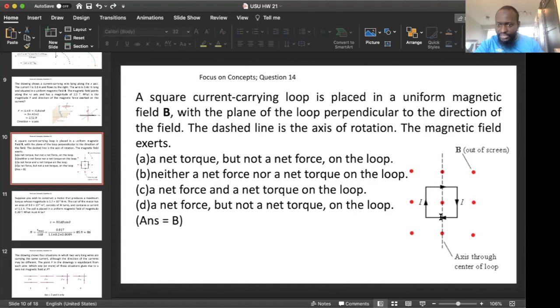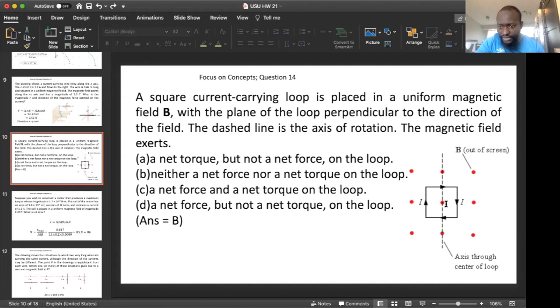Then down here on this side, I have I this way, B coming out. So I cross B will be coming up, I'll be unscrewing up. So I have two opposite forces, one down, one up. Those two forces would cancel each other.